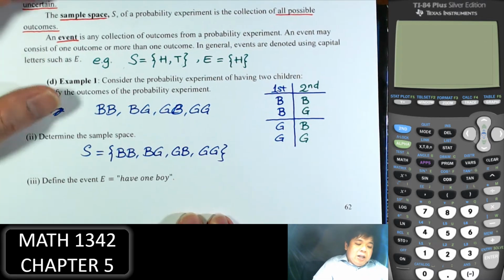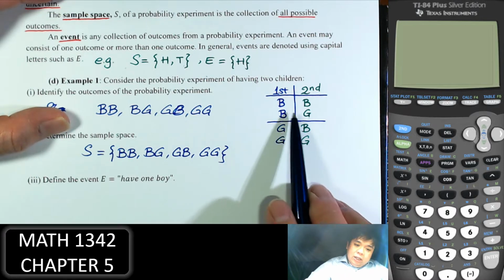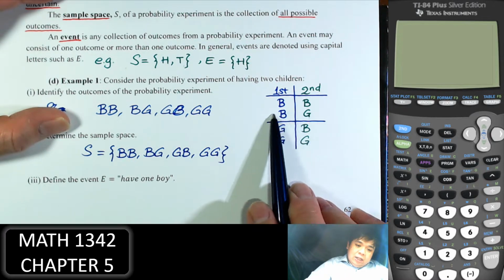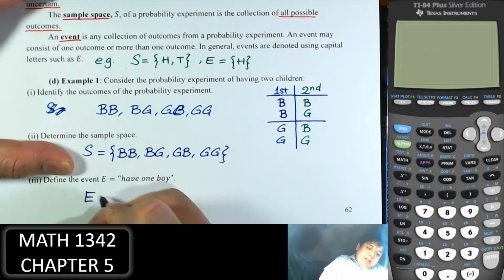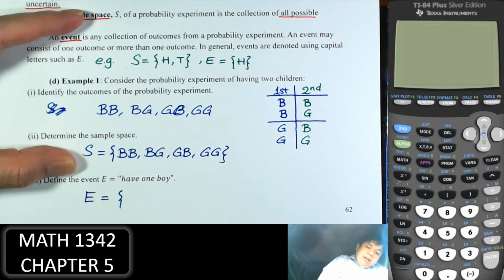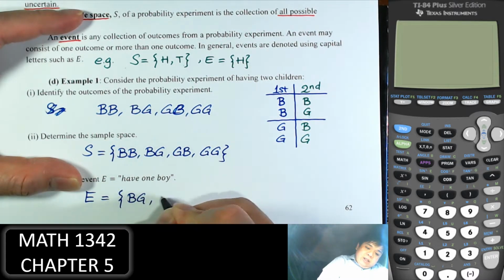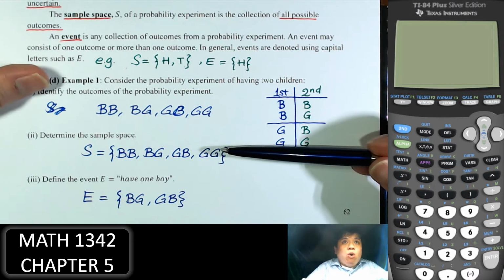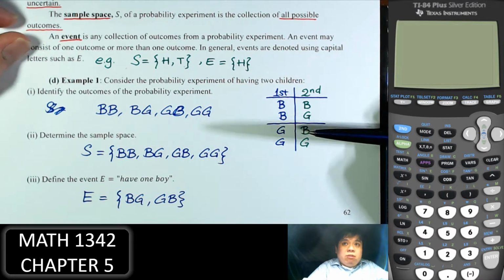Define an event of having one boy. Having one boy will be this or this. So we call that an event. It could be having one boy, so it could be a boy and a girl, or a girl and a boy. So the sample space is all the possible outcomes, and an event has some of the outcomes.